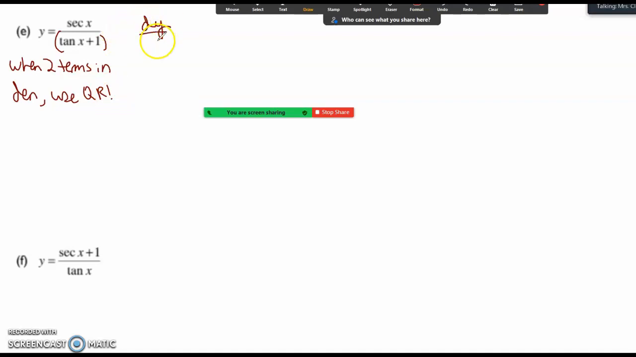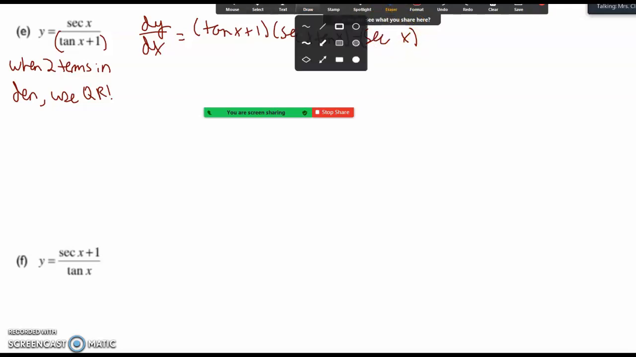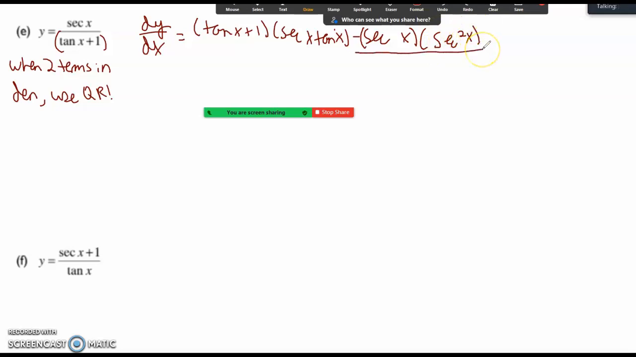So to find my derivative of y with respect to x, I'm going to use low d high minus high, and then I take it and put right d low, then we square what's down below.